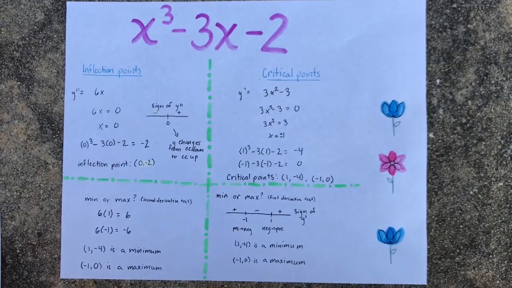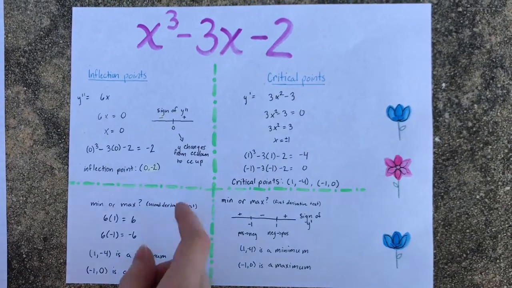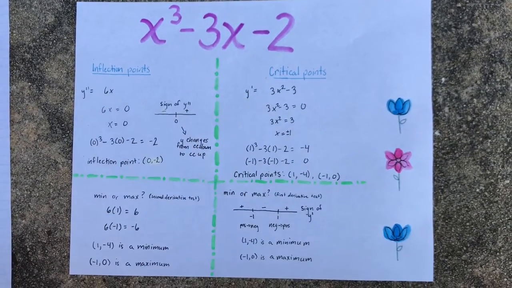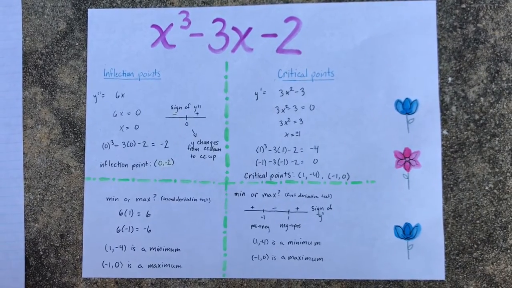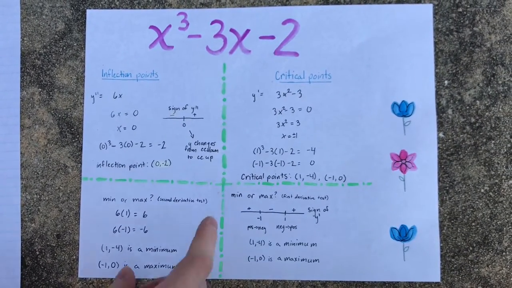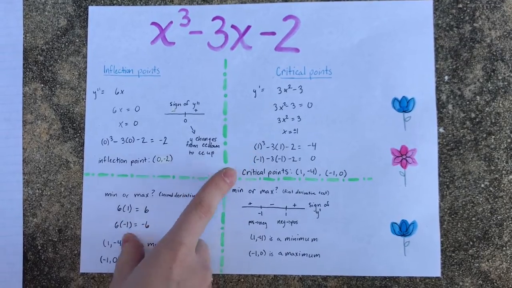Now we're going to find the critical points. To find the critical points, you first have to find the derivative of the original equation. In this case, it's 3x squared minus 3. We then set this derivative equal to 0 and solve for x. We then take this x value and plug it into the original equation to find our critical points.